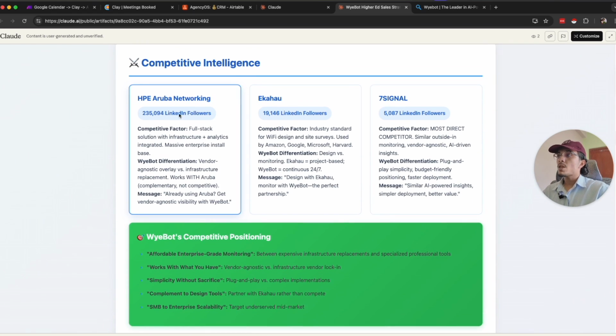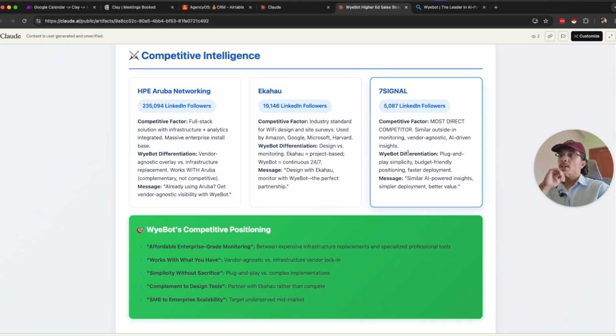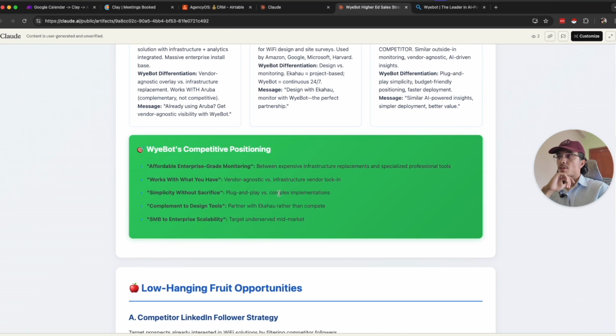And then we have this competitive intelligence. So it talks about their competitors, what they are doing, what their competition are doing, and how they're doing it differently from them. And then it also talks about the differentiation points and everything.